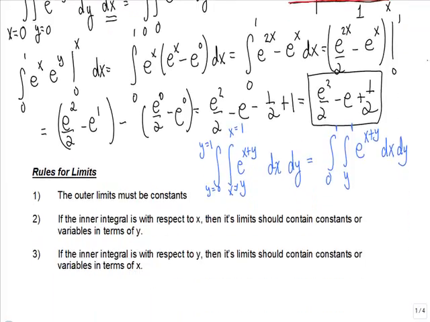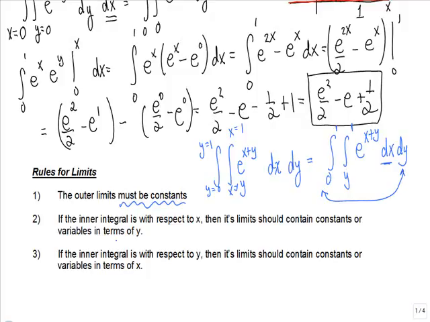Now if I look at both of these integrals that I did, you'll notice a couple of items. You'll notice when I set up the integral, again, the outer limits go with the outer d portion, and the outer limits must always be constants. The inner limits are based upon what the inner variable is.